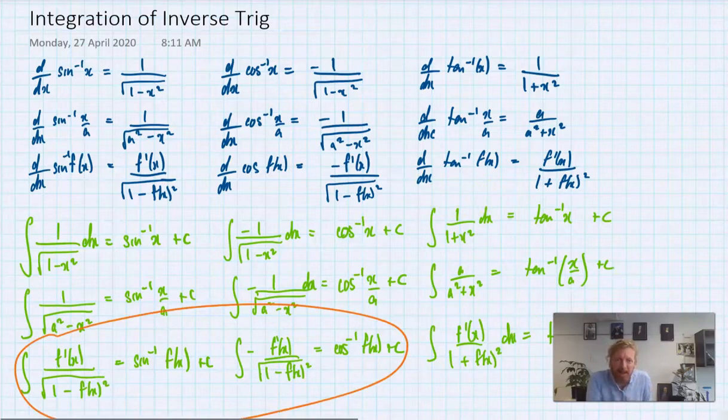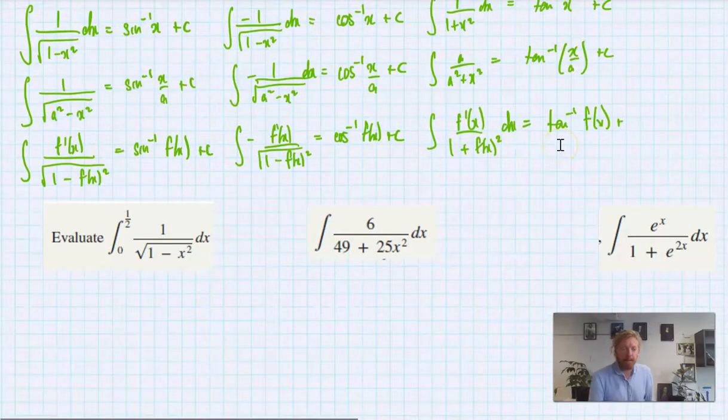If I want to integrate something like this and there's no minus there, I could put a minus in and it's cos, or I could just take a minus out and it's sine. Not that huge a deal. So let's just jump into it and we'll do some examples.